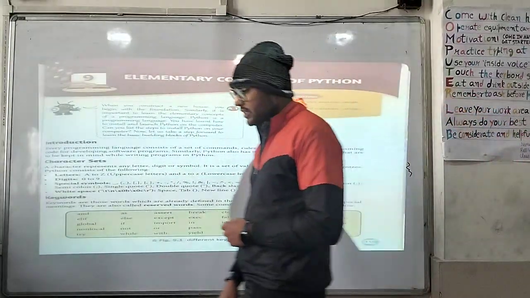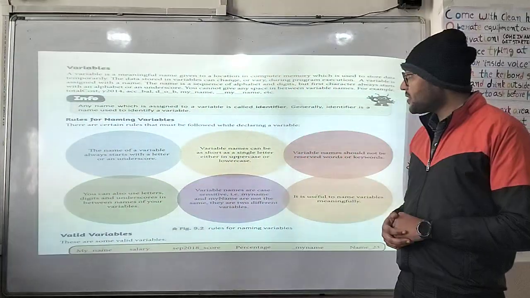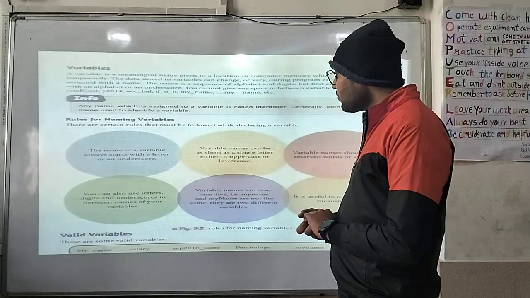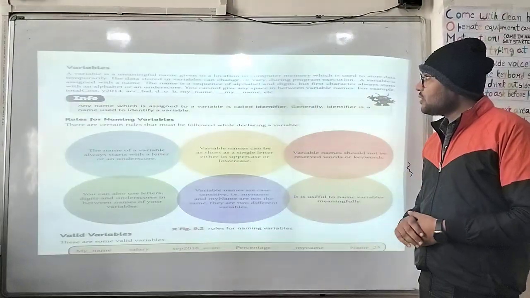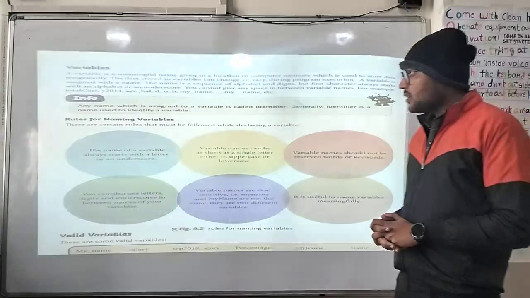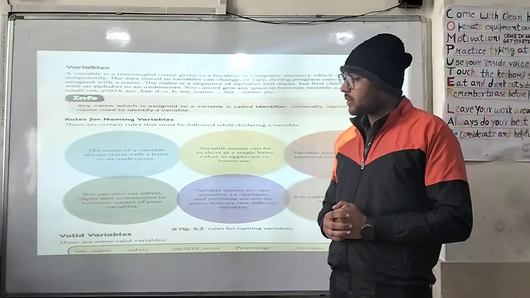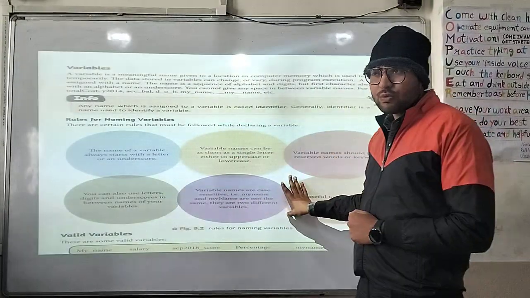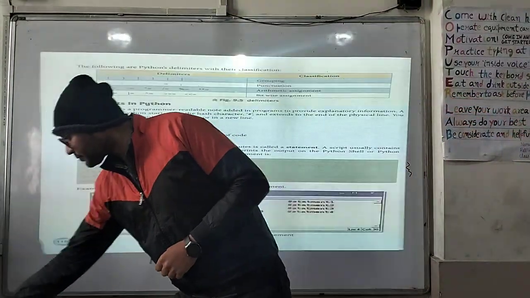So let's move on to the next page. Our next topic is variables, which we have also completed. A variable is a meaningful name for a location in computer memory, which is used to store data. And a variable name cannot start with a number. We have already completed these rules of variable names. So move to the next.